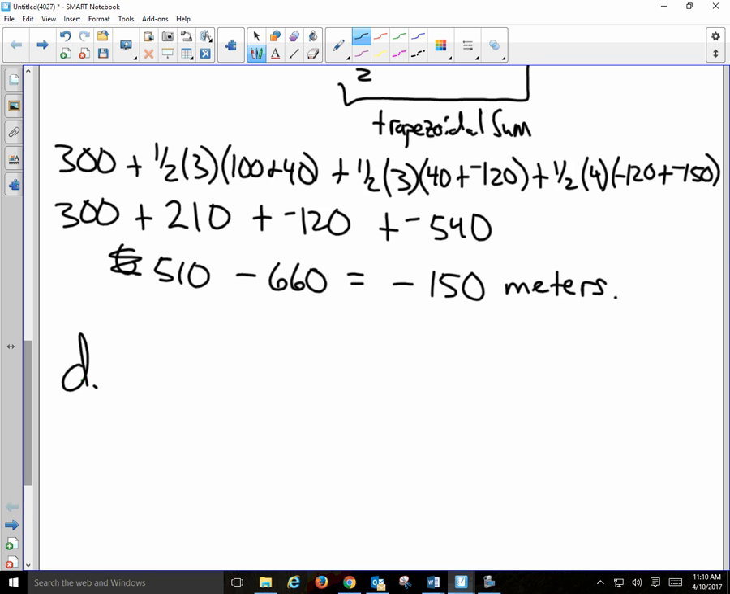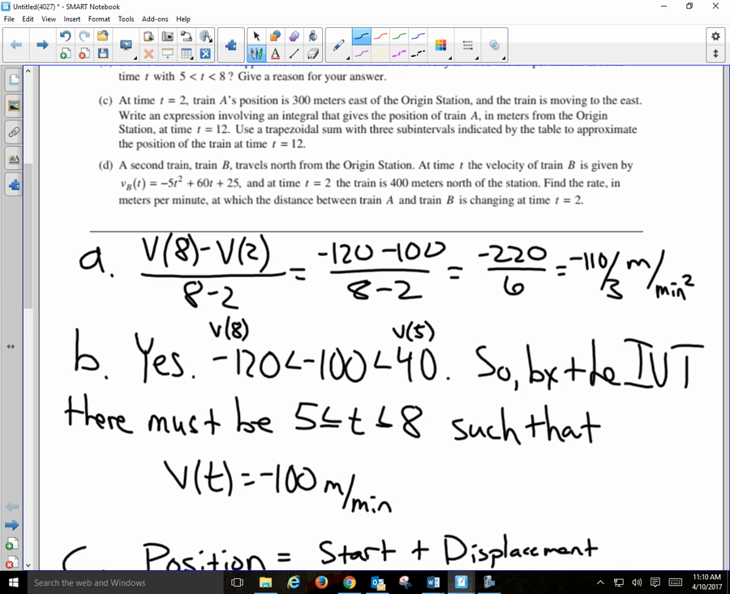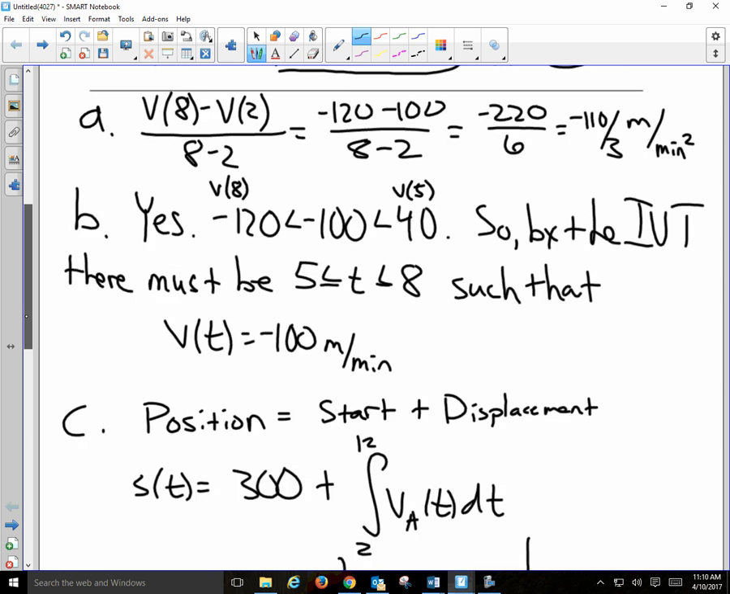Last part, D. A second train, train B, travels north from this station. At time t, the velocity of train B is given by this function, so that's a velocity function. And at time 2, the train is 400 meters north of the station. Find the rate at which the distance between the two is changing at time 2. Ooh.